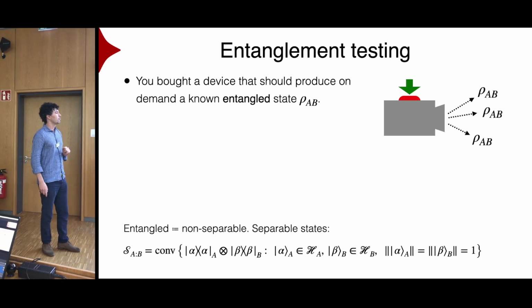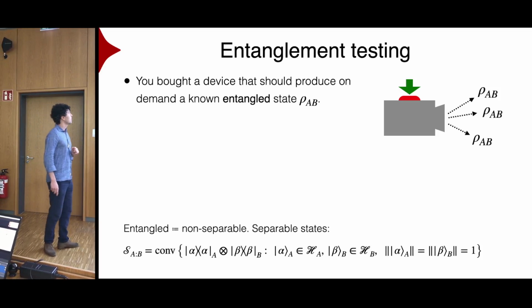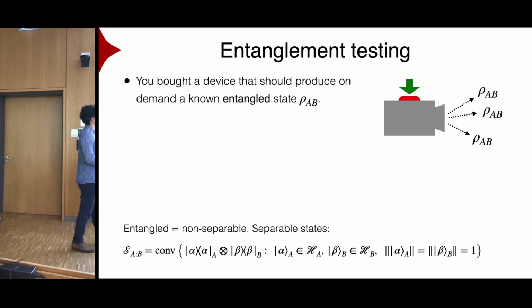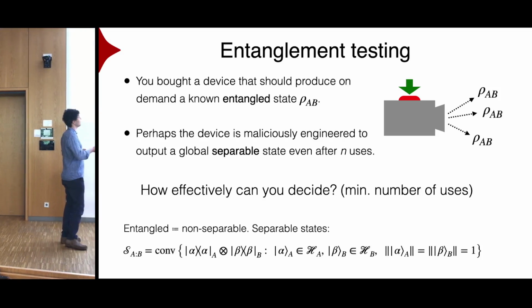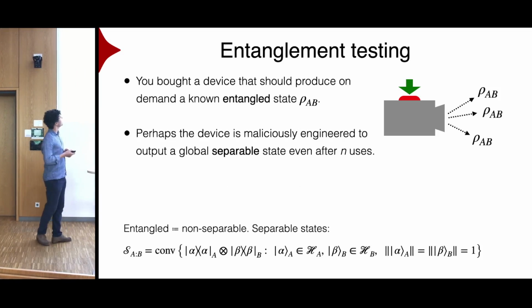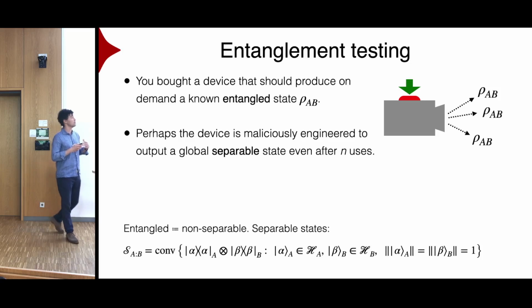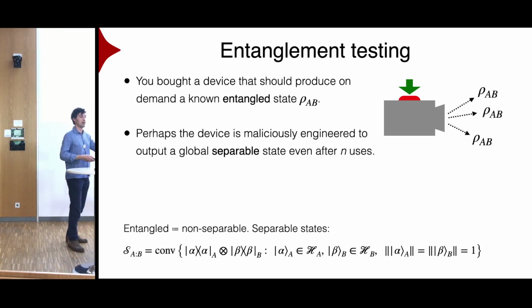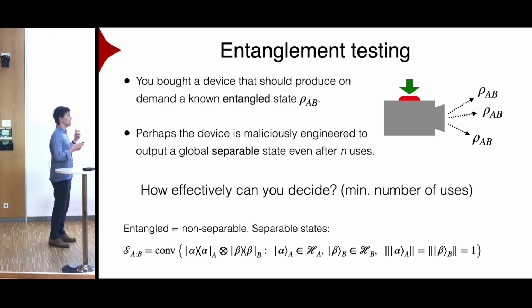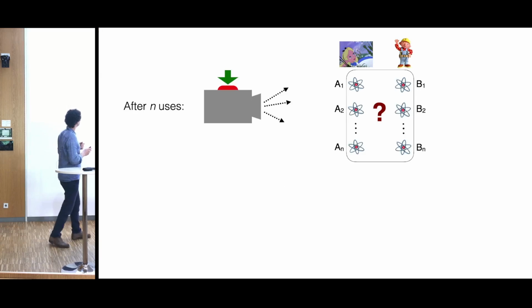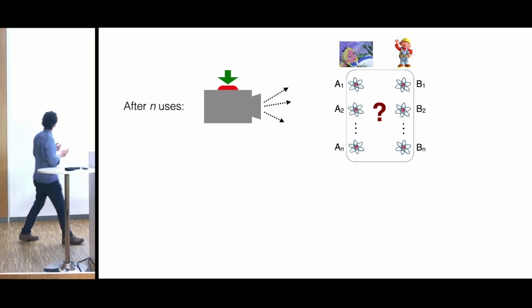Entangled means just non-separable. What you suspect, however, is that the device is maliciously engineered, so when you press the button, it spits out a separable state even after n uses. And how many times do you need to press the button to decide whether the device is functioning correctly or faulty? Okay, so after n uses, you have this kind of situation.